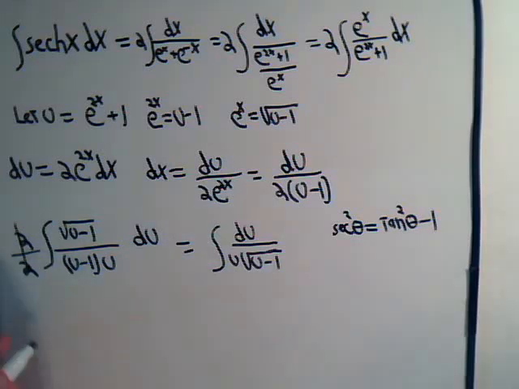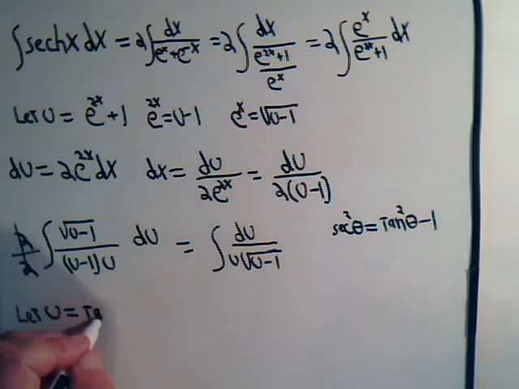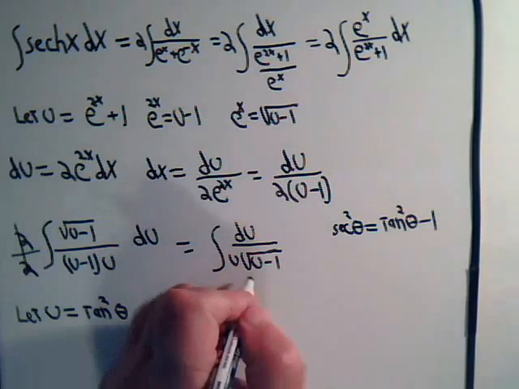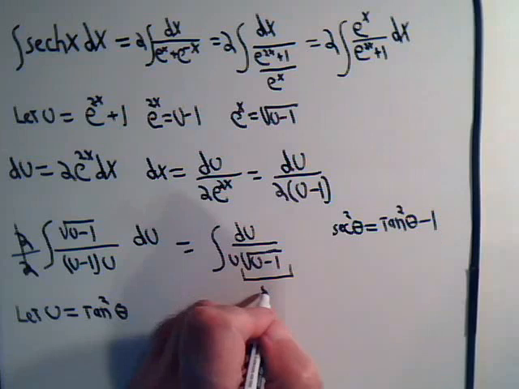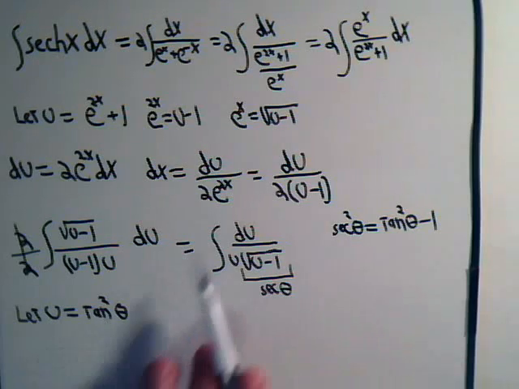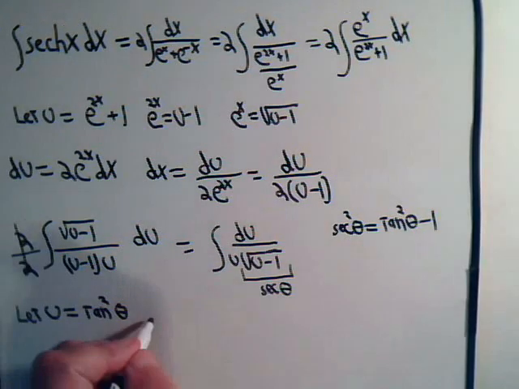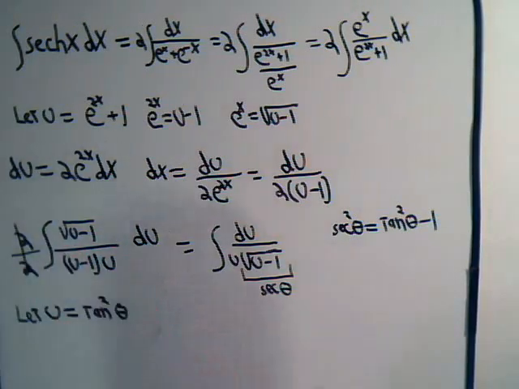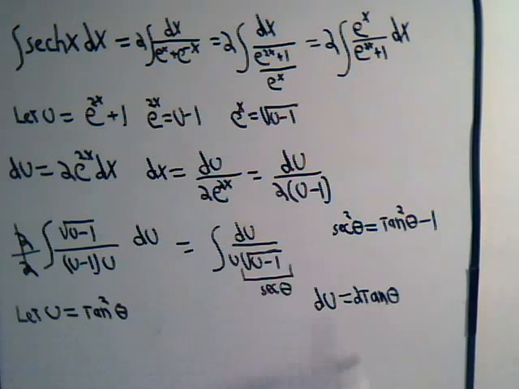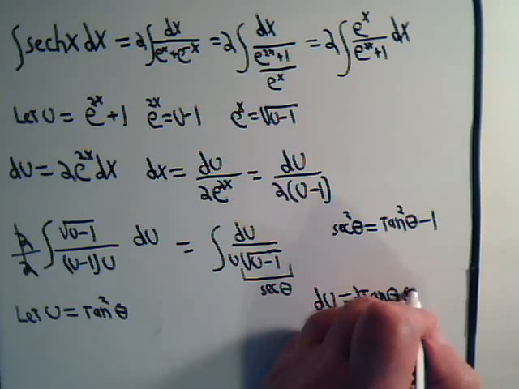We say let u, and we're just going to let u be equal to the tangent squared of theta. Because when we do that, this becomes the tangent squared of theta minus 1, which is the secant squared of theta, and we take the square root of that. This now becomes the secant of theta. We know what u is, that's the tangent squared of theta. What about du? So du, put it over here, du will equal 2 times the tangent of theta times this derivative in here, which is the secant squared of theta.